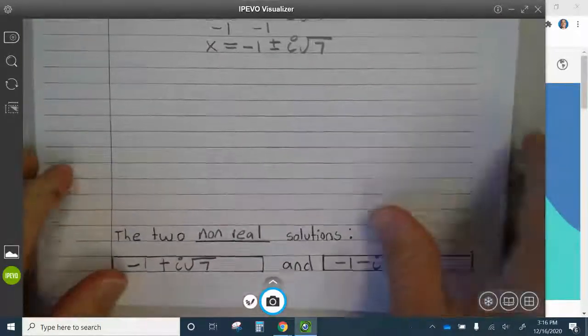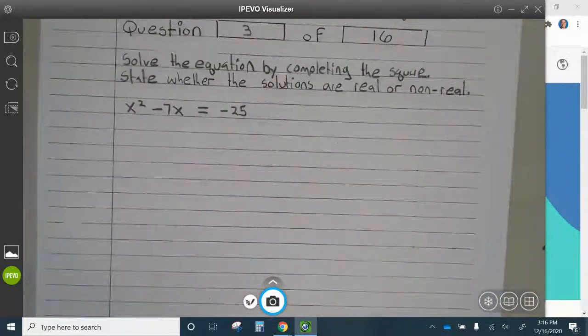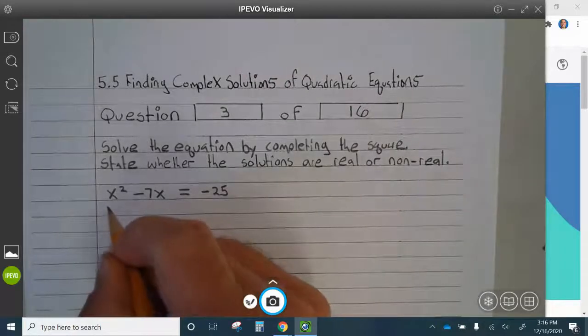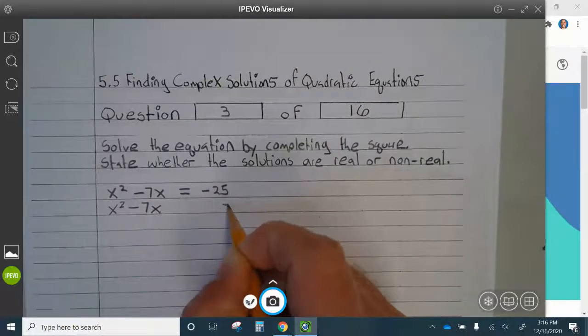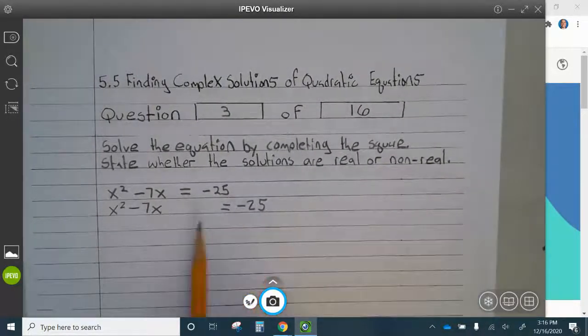Okay, let's move on to the next question. Okay, question 3 of 16. Solve the equation by completing the square. State whether the solutions are real or non-real. So we have x squared minus 7x equals negative 25. We already have this number on the right, so now we complete the square.